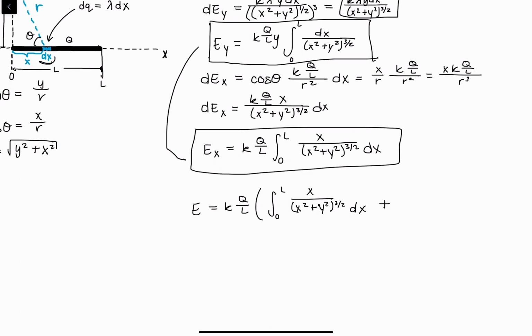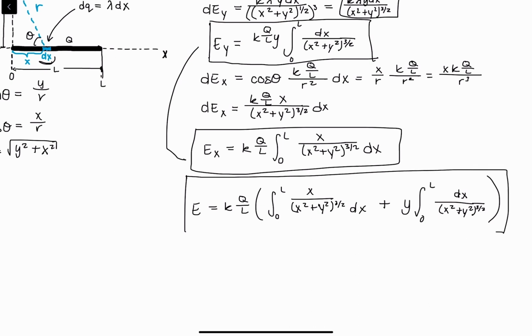So we can take that out and have, plus the y term, because that is not constant between them. And that'll be our electric field at point P.